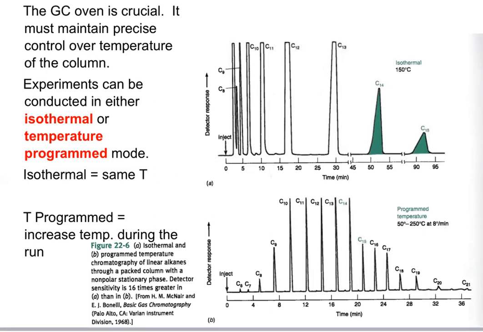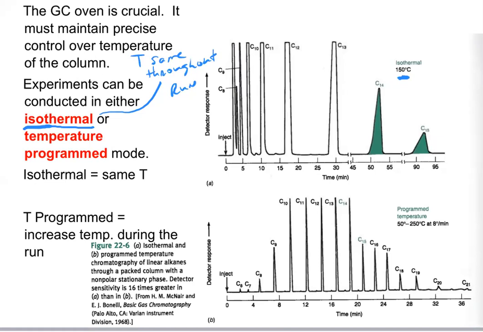But let's assume that your oven is of high quality and you can precisely control your oven temperature. What can you do with it? Well, one thing you can do is conduct what's called isothermal GC. In isothermal GC, the temperature is going to be the same throughout the run or the experiment, always the same temperature. Maybe you set it at 150 degrees and you leave it parked there the whole experiment, never changing it.